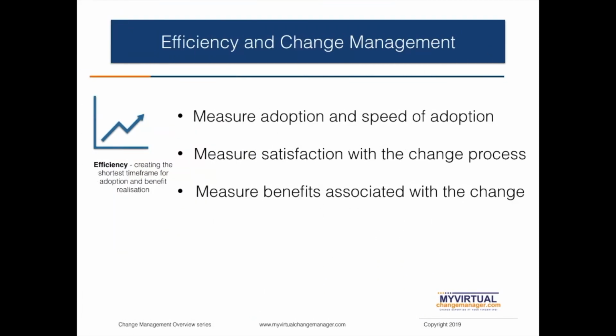And the last E is efficiency. So all about measuring adoption and the speed of adoption, measure the satisfaction with the change process, measure benefits associated with the change. Everything can be measured. And efficiency is all about creating the shortest time frame for adoption and benefit realization, and really learning from that and learning from the whole process so that it can be done better the next time.